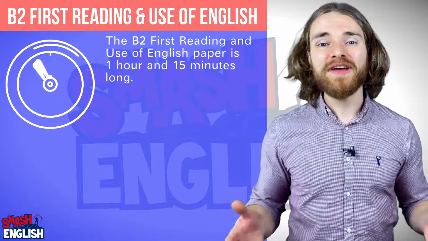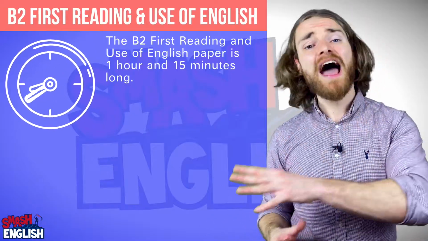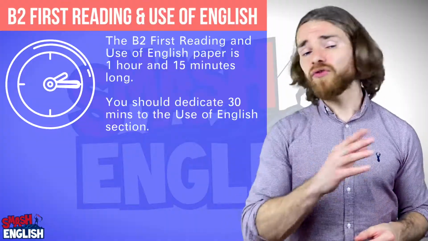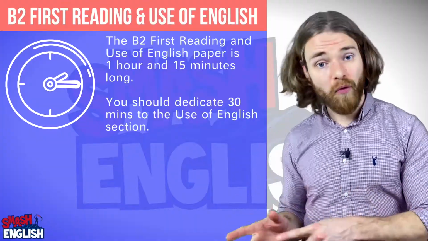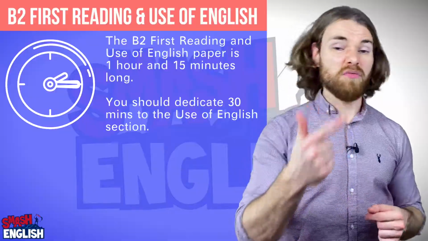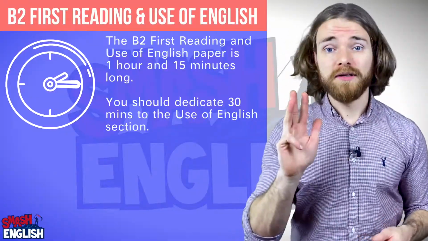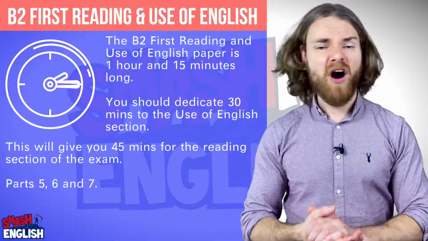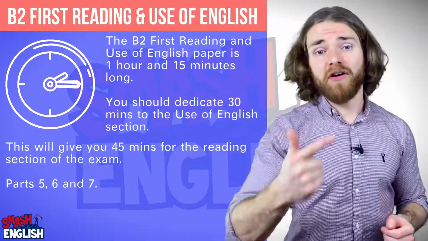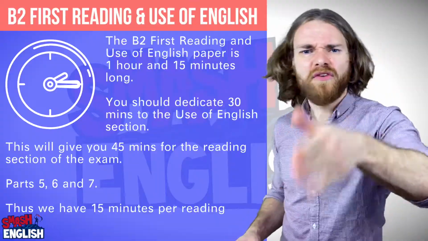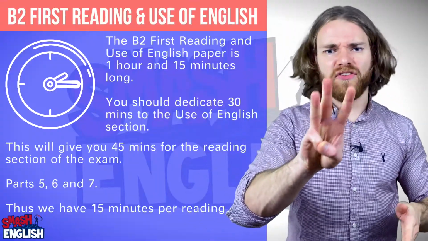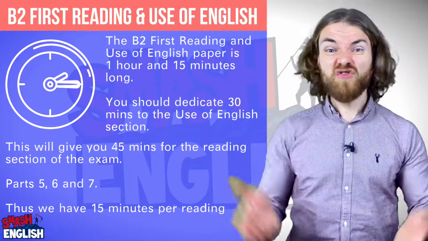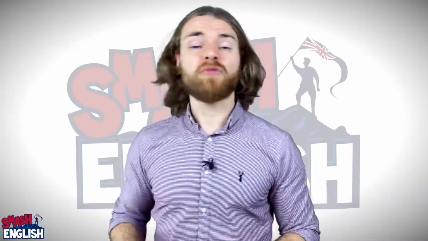The B2 First Reading and Use of English paper is 1 hour and 15 minutes long. You should dedicate 30 minutes to the Use of English section, which consists of 4 parts: Part 1, 2, 3 and 4. This will then give you 45 minutes for the reading section of the exam, Part 5, Part 6 and Part 7. So that's 45 minutes for 3 reading parts, therefore we have 15 minutes per reading part. Great! So, what about Part 6?